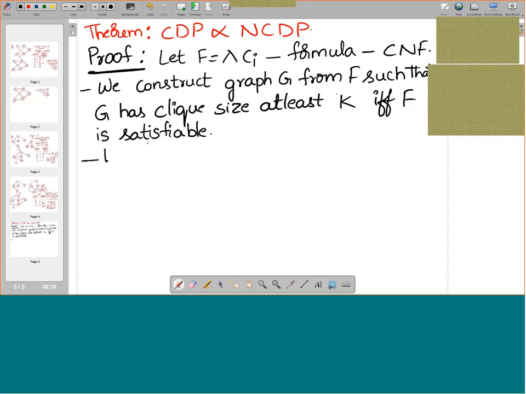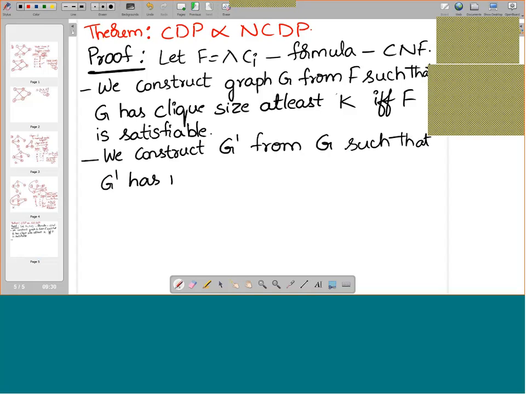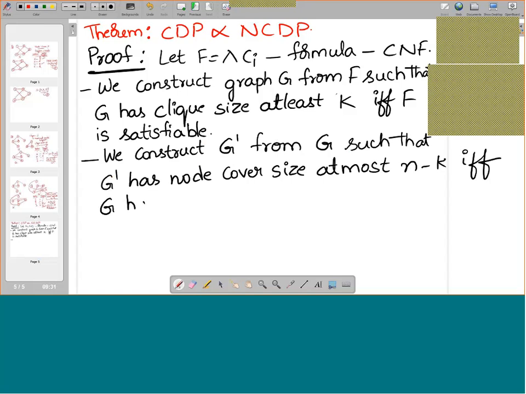Next. So we will construct G dash from G such that G dash has node cover size at most n minus k if and only if G has clique of size at least k.